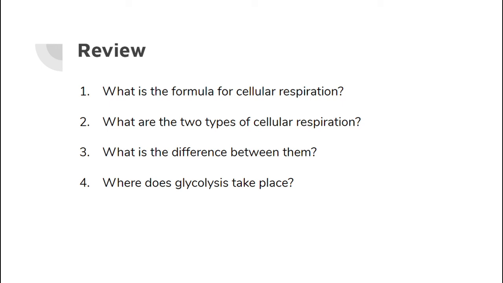Okay, so first off, what is the formula for cellular respiration? This is going to be glucose plus oxygen, and those are going to be the reactants, and the products are going to be carbon dioxide and water. What are the two types of cellular respiration? This is going to be aerobic and anaerobic respiration.